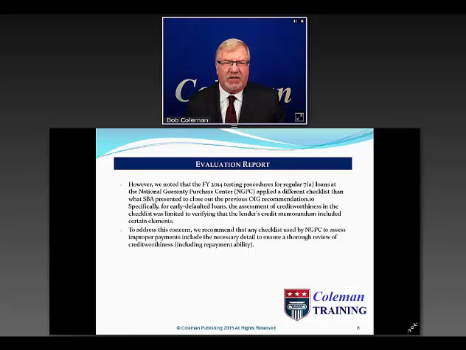This literally came in this morning, and the takeaway is they are addressing the people in Herndon with this very specific admonition, which is specifically for early defaulted loans: the assessment of creditworthiness in the checklist was limited to verifying that the lender's credit memorandum included certain elements. Now they've expanded on that. The last sentence: to address this concern, the Inspector General recommended that any checklist used by Herndon to assess improper payments includes the necessary details to ensure a thorough review of creditworthiness, including repayment ability.